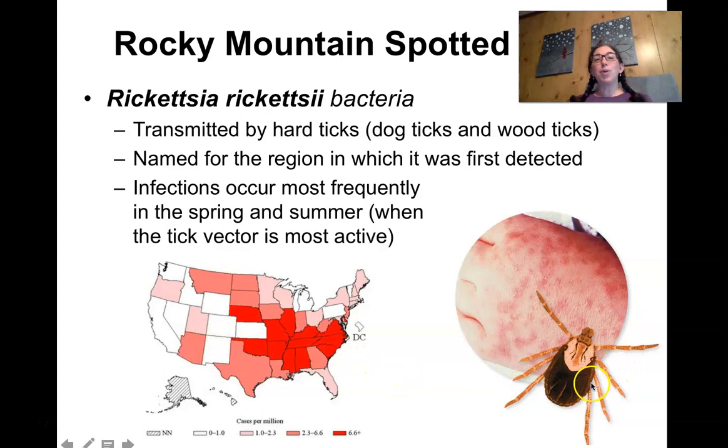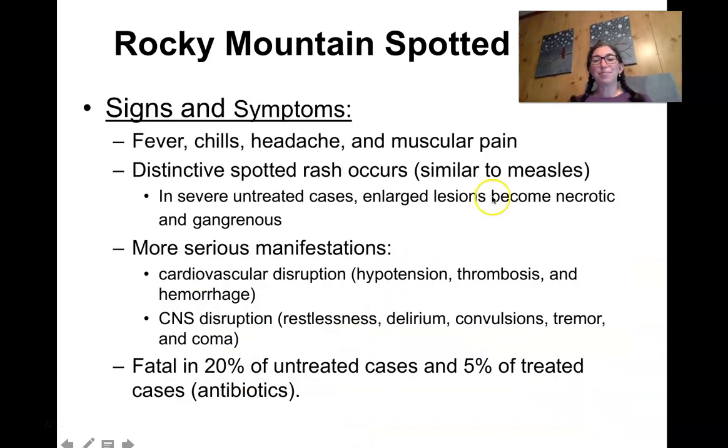But it's a tick-borne disease, so you get it from tick bites, and it does cause a spotted rash, and it causes a fever, hence Rocky Mountain spotted fever. So we can add it to the list of tick-borne diseases, and it can be fatal. Actually, 20% of untreated cases are fatal. If you get treatment, antibiotics, because it's a bacteria, only 5% are fatal.